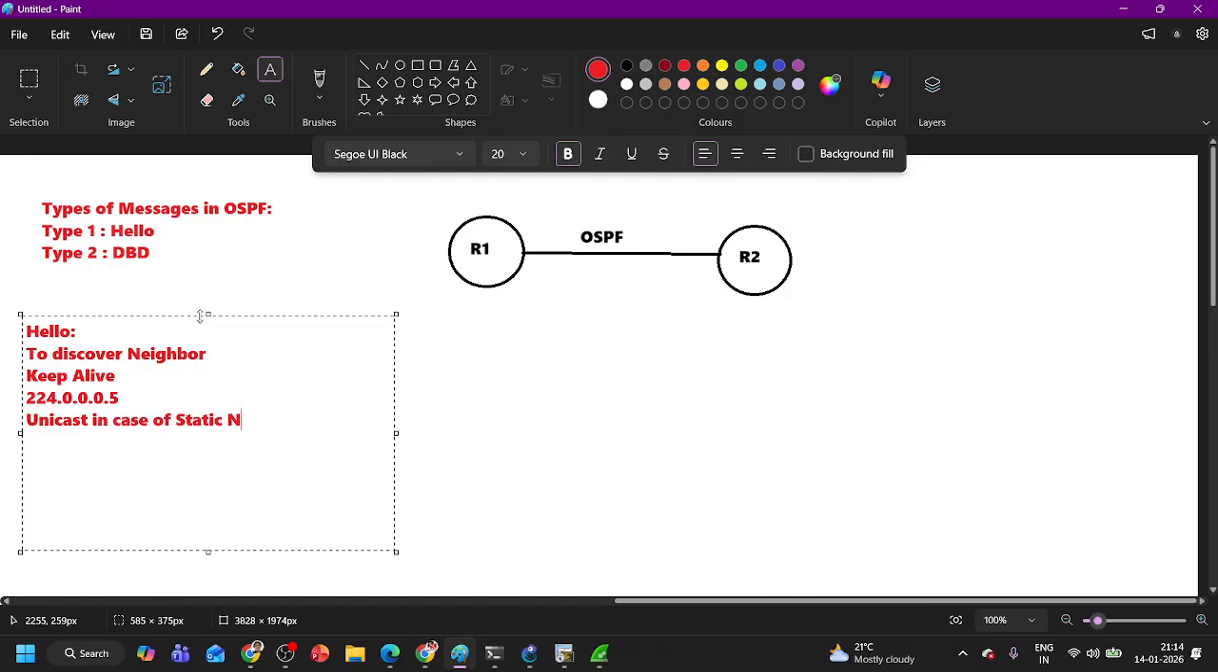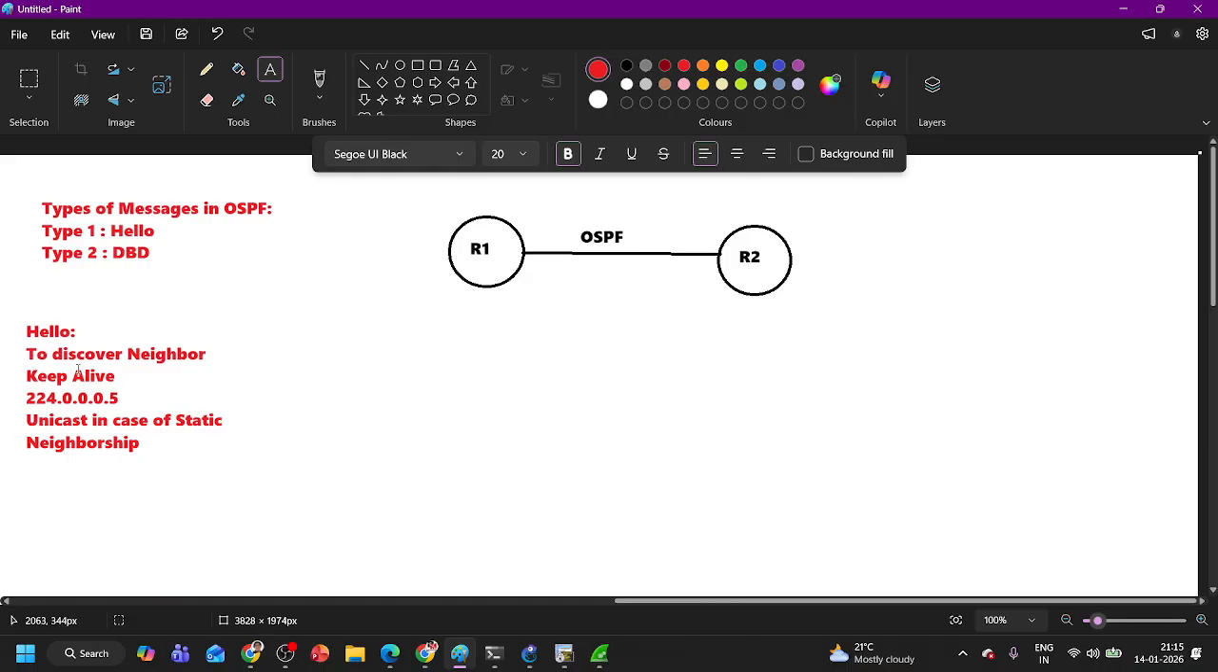So, unicast in case of static neighborship. EIGRP also sends unicast hello message in case of static neighborship. In dynamic neighborship, it sends hello message on multicast address. Similarly, OSPF also sends hello message on multicast as well as on unicast. And we had seen the content of hello message: version, type of message, length of message, router ID, checksum, authentication type, authentication data, dead interval, hello interval, priority, DR router ID, BDR router ID, and neighbor router ID. This was the information inside hello message.